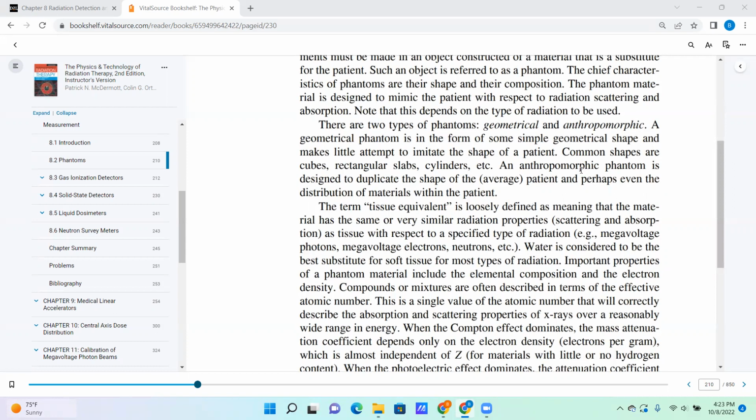So we got two types. We've got geometrical and we've got anthropomorphic. A geometric phantom is going to be in the form of some simple geometrical shape and makes little attempt to imitate the shape of the patient. You could have cubes, rectangular slabs, cylinders, whatnot. An anthropomorphic phantom is designed to duplicate the shape of the average patient and perhaps even the distribution of materials within the patient.